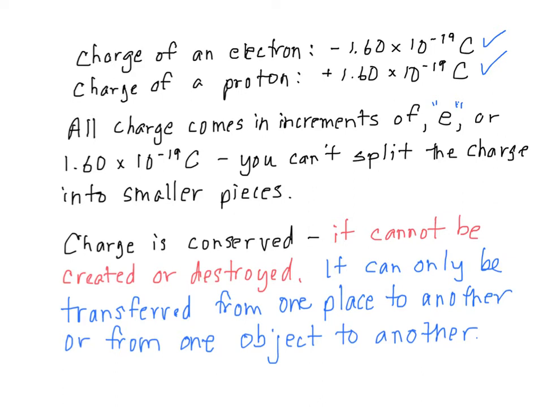Charge is conserved. So like we've seen momentum and energy being conserved, we can't create or destroy charge. It can be transferred from one place to another or from one object to another. And there's different methods of doing that. I'll just list them here.